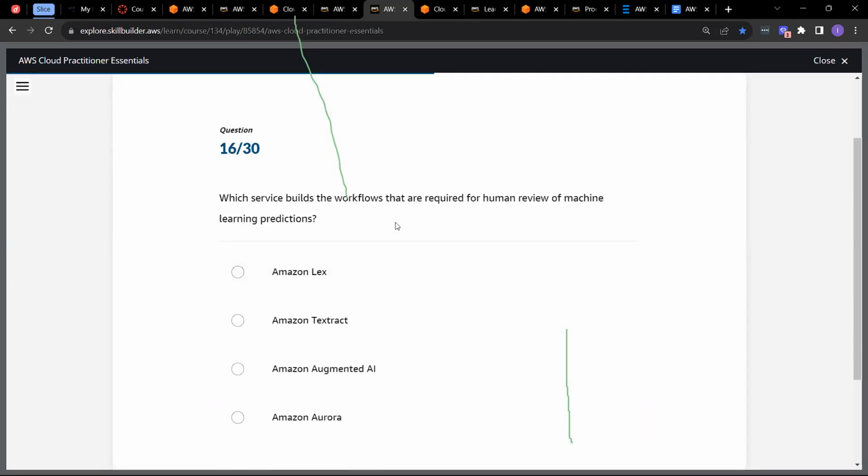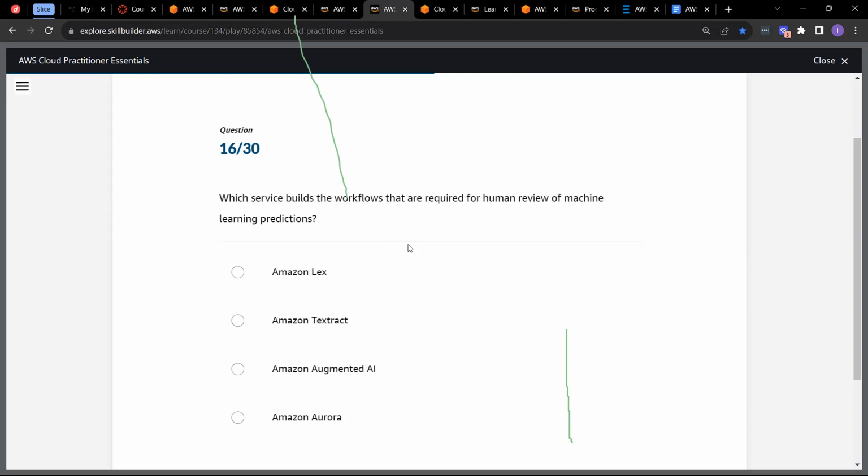So which service builds the workflows that are required for human review of machine learning predictions? So you see, this one will be part of the cloud practitioner questions, but when they bring the modules inside, that be just one thing that I fear. Which service builds the workflows that are required for human review of machine learning predictions?